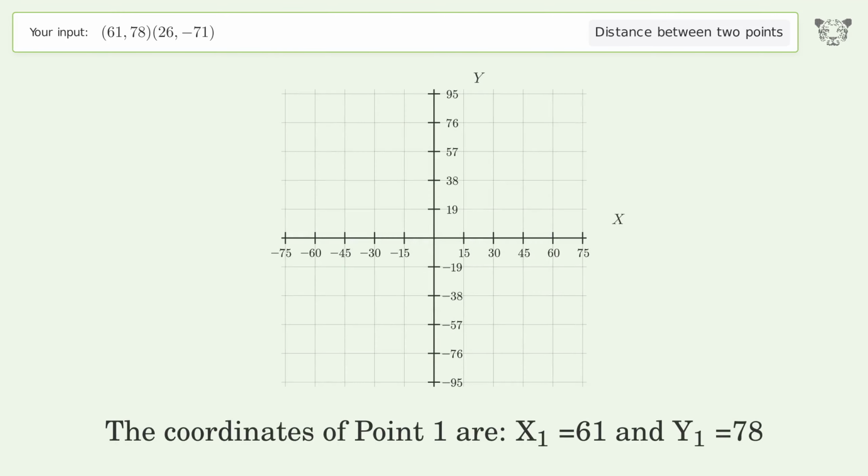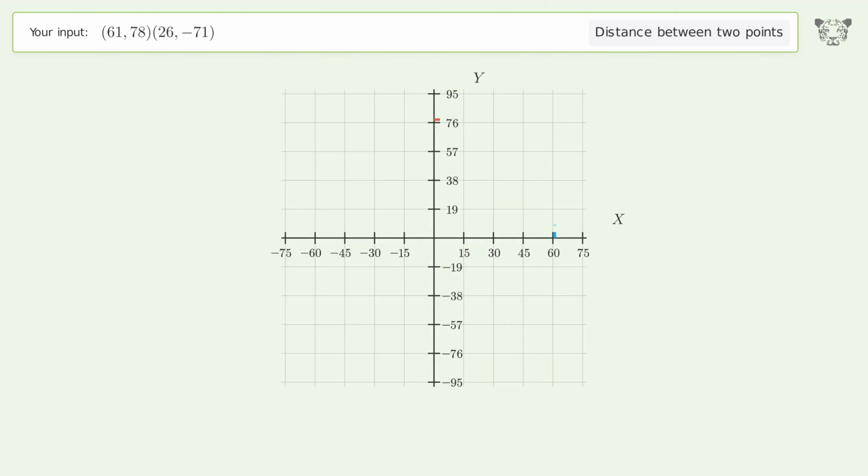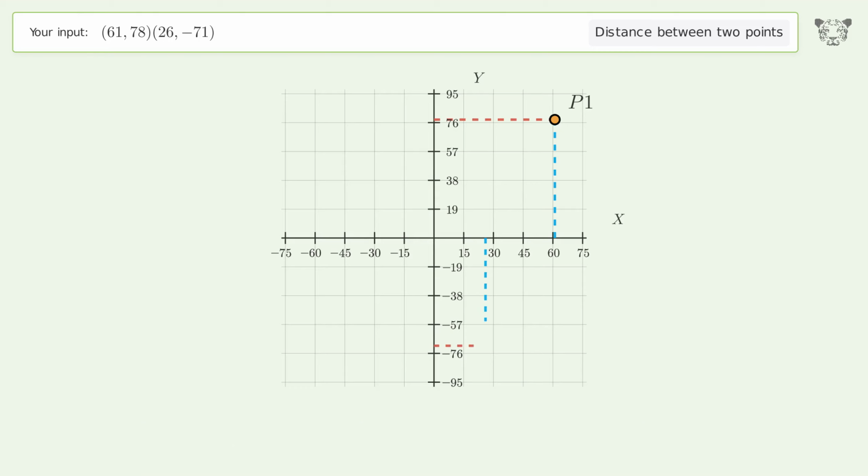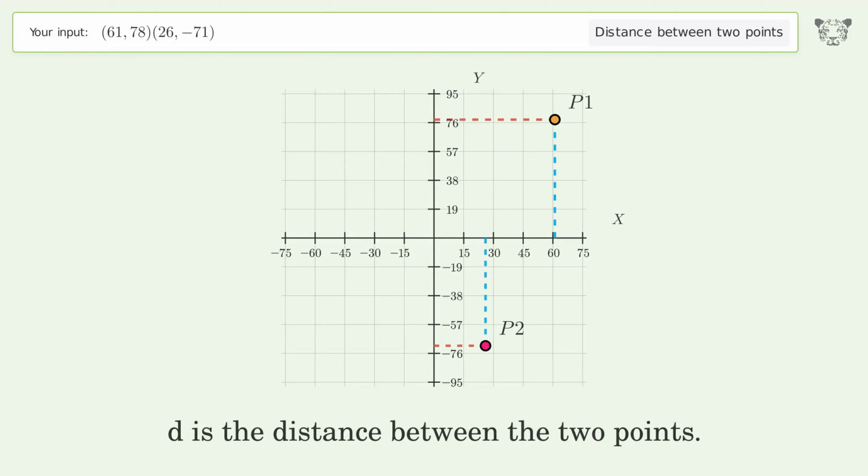The coordinates of point 1 are x1 equals 61 and y1 equals 78. The coordinates of point 2 are x2 equals 26 and y2 equals -71. D is the distance between the 2 points.